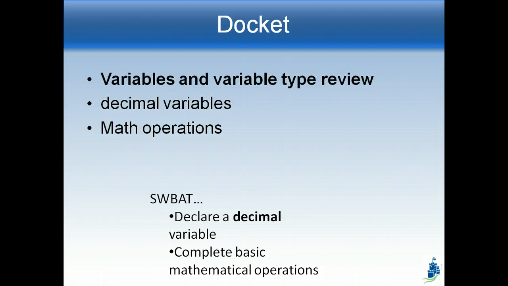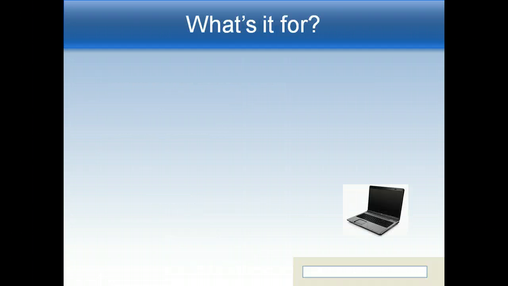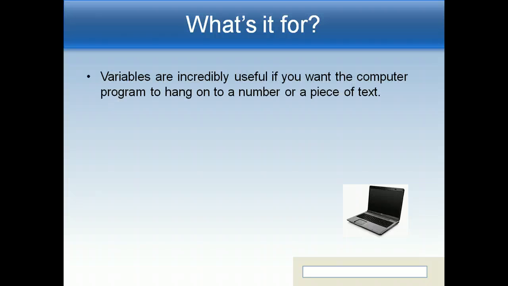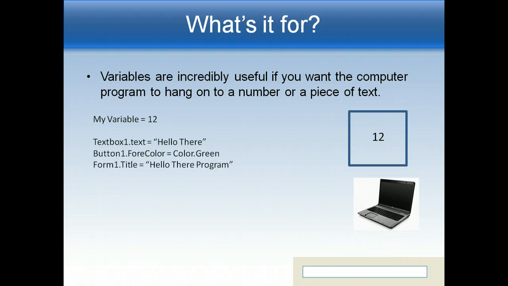All right, so let's talk about variables and variable types again. So remember what a variable is for, right? It's so we can hang on to a number and use it later and store it somewhere in the computer. So for example, if we said my variable is equal to 12, that means we've made a little box and we're sticking the number 12 in there. Okay, and it's just a little storage space for a piece of data so that if we run the computer and do a whole bunch of other stuff, we can always come back and take that 12 out of my variable and stick it somewhere else, like in a text box.